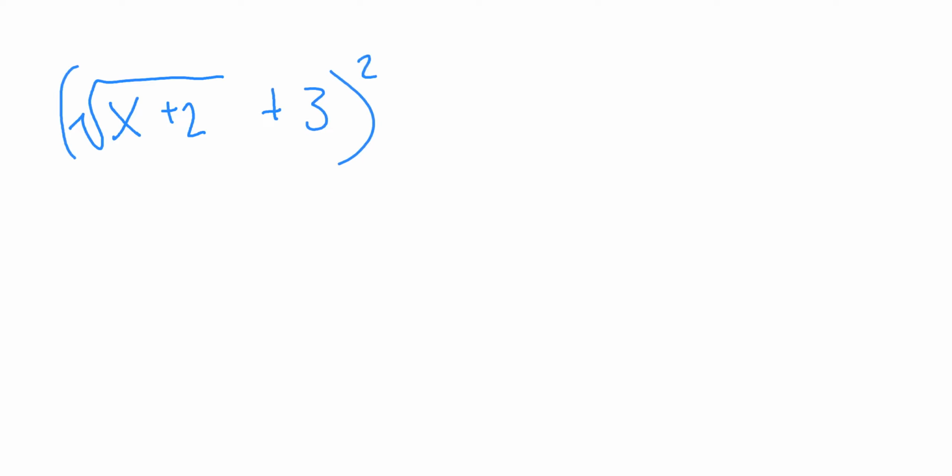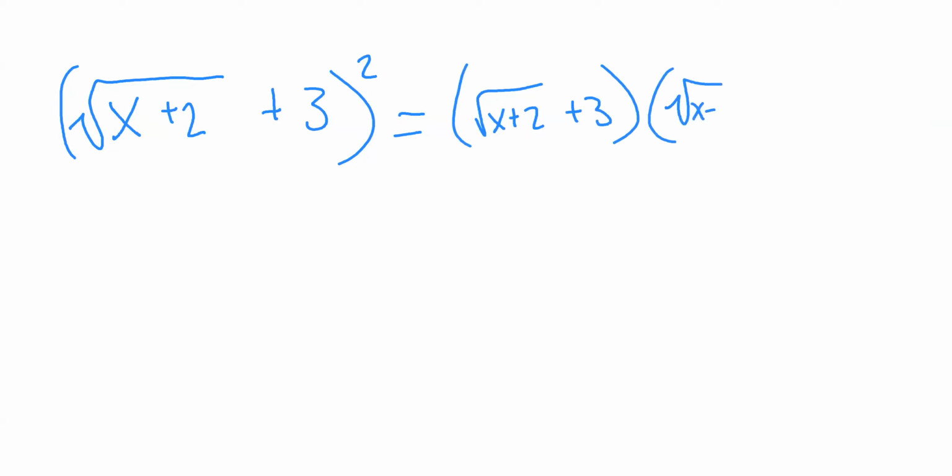We've got one more. Here we've got the square root of x plus 2 being added to 3, and then the whole thing is being squared. You want to be very careful here. Because we have addition, we cannot distribute this exponent over the parentheses. Okay, what we have here is the square root of x plus 2 plus 3 times the square root of x plus 2 plus 3. We have to use FOIL again, or the distributive property, to multiply this all out.